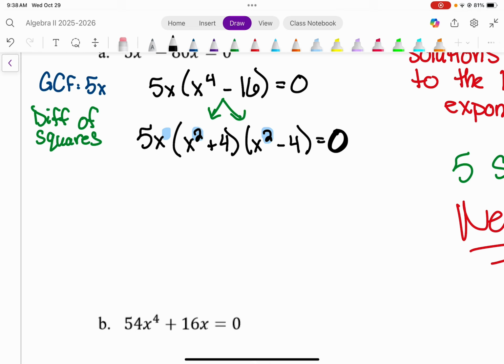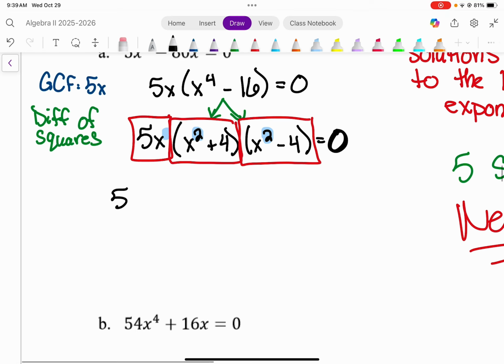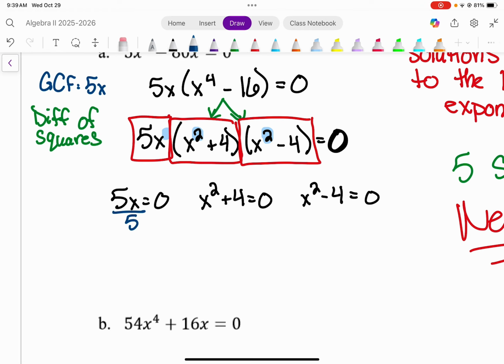Once we get to this point and we have all of our exponents of 2 or less, we're going to take each factor individually and set them equal to 0. So if one of these equals 0, the entire equation equals 0. So we have 5x equals 0, x squared plus 4 equals 0, and then an x squared minus 4 equals 0. Then you solve each of these equations individually, and that will give you all of your answers for your polynomial. And this first one, we just divide by 5 on both sides, and we'll get x equals 0.